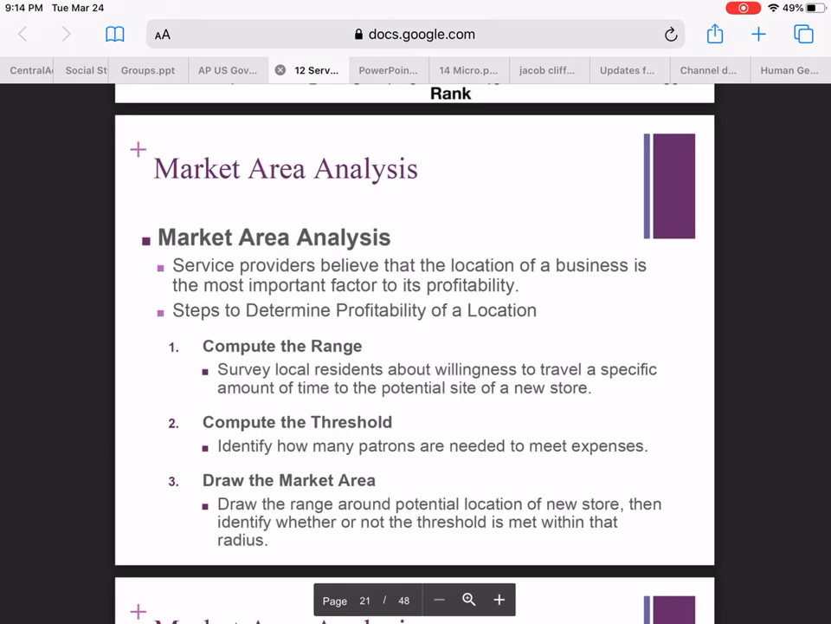I then have to compute my threshold. And this is one of the reasons that small businesses tend to struggle, particularly in the food industry, is that they have to meet the expenses. You can't buy things in bulk like a lot of big chain restaurants can. That impacts the threshold. So if I decide how many patrons I'm going to need to meet my expenses, I may need to get 1,000 people through my door every single day in order to be able to pay my bills. Now, if I'm only having a range of maybe 5 minutes, I have to draw a lot of people in every single day in order to meet that.